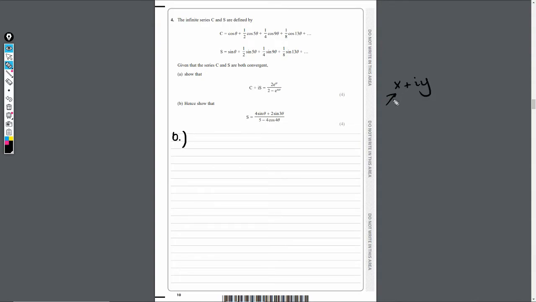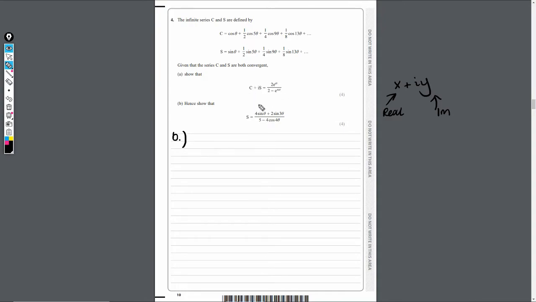This is the real part. This would be your imaginary part, so we could just call it Im. So we just want the imaginary part here. So how are we going to do that? Well, we're going to have to times this part here, our c plus is, through by something. And very common with complex numbers and surds, you're going to times through by the conjugate.